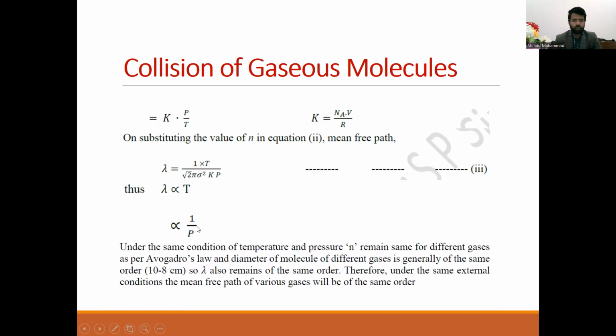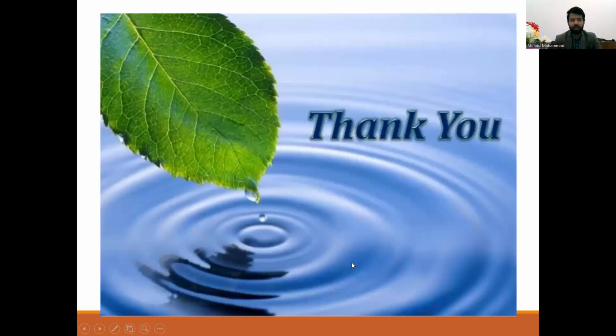and also inversely proportional to the pressure. Under the same conditions of temperature and pressure, n remains the same for different gases as per Avogadro's law, and the diameter of molecules of different gases is generally of the same order, 10 to the power minus 8 centimeters. So lambda also remains of the same order. Therefore, under the same external conditions, the mean free path of various gases will be of the same order.